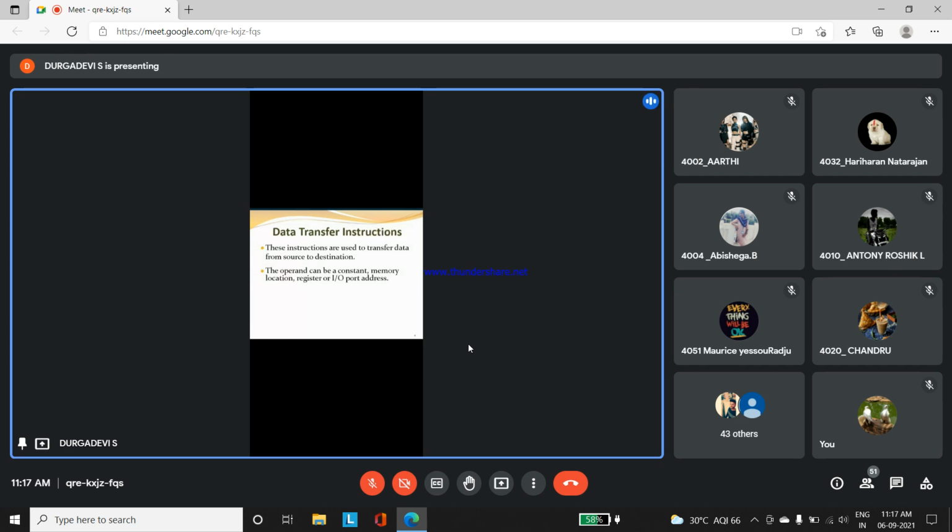From processor to memory, from memory to processor. Otherwise, from processor to input device and output device to processor. Okay, this is where your data will be transferred. So you should have a special instruction for data transfer. The very important one is the move instruction. This is data transfer between processor to memory, memory to processor. So in the program you will be using it.